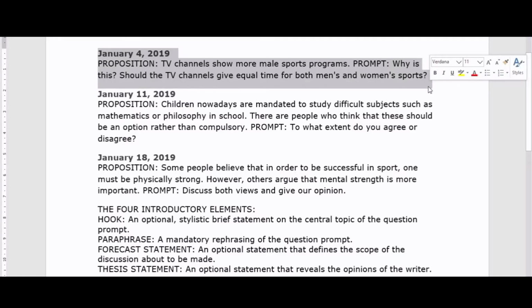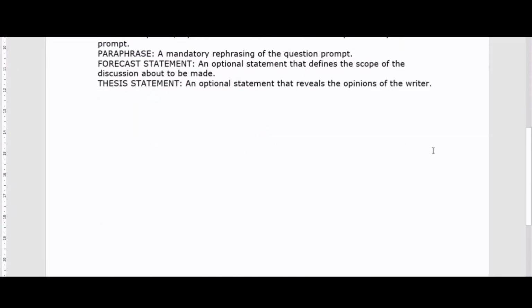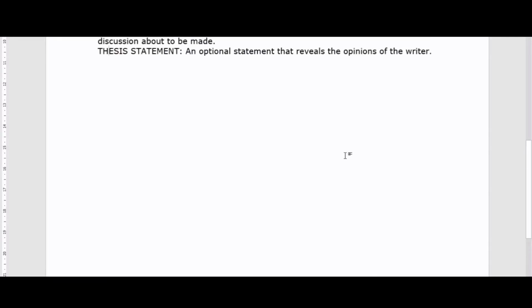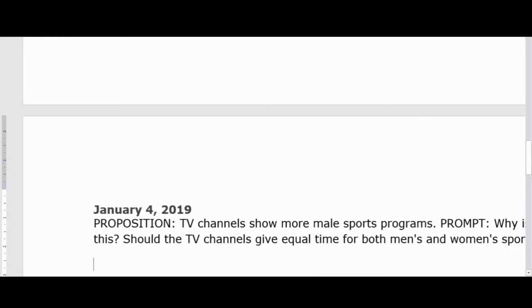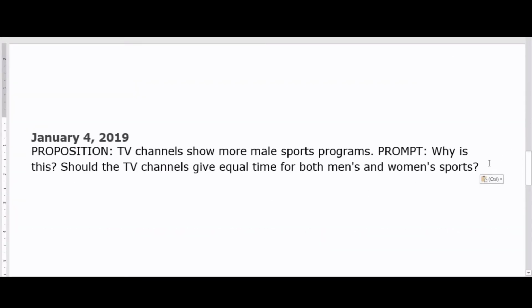So let's try to do the January 4 question prompt. So maybe let's do it in a new page over here, there. Okay, so we'll copy paste it there, and then let's just make that bigger. So now I'm about to make my introduction. Take note, I will just label the elements accordingly, but in the actual essay, you don't need to label it as a hook or the paraphrase or anything like that.